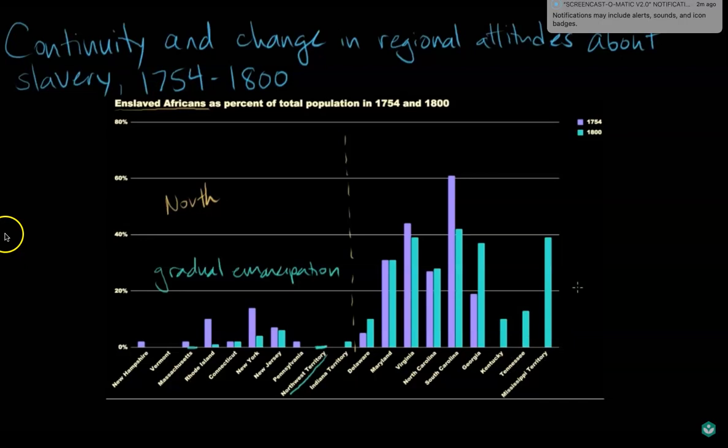So what's happening here? Why, over this 50-year period, did slavery begin to die out in the North while surviving and even expanding west in the South? How much change was there over this time period in the regional attitudes about slavery? And how would we even go about figuring that out?